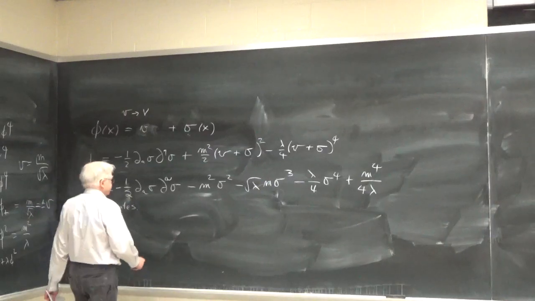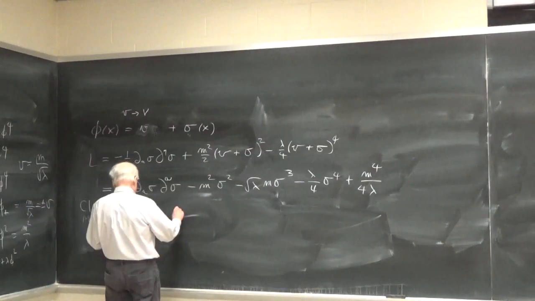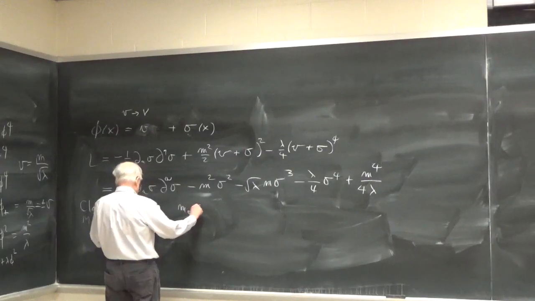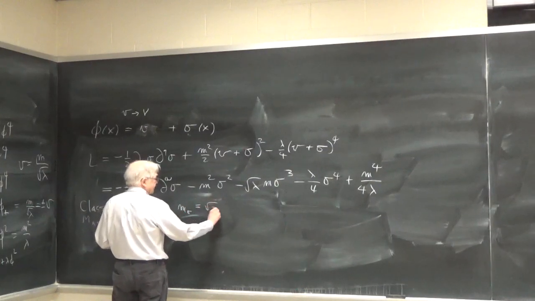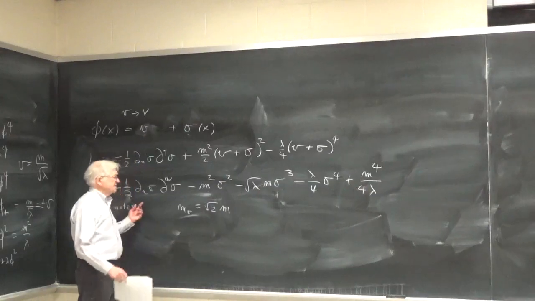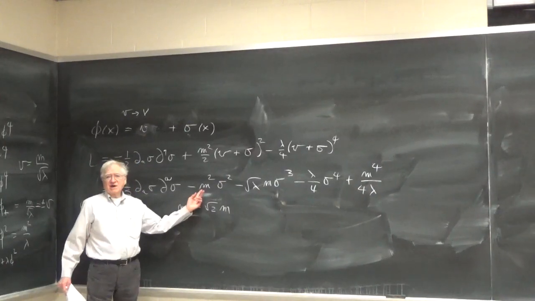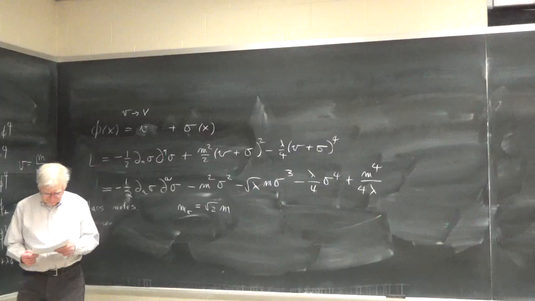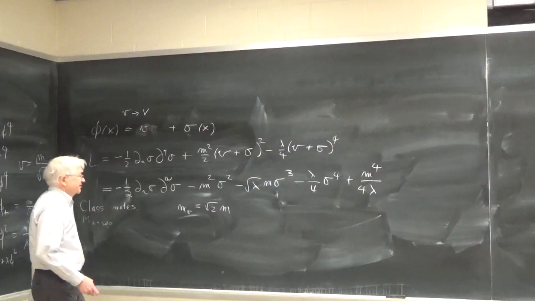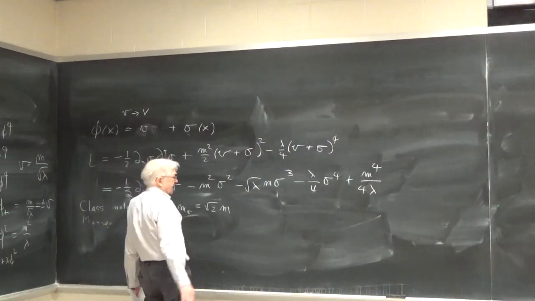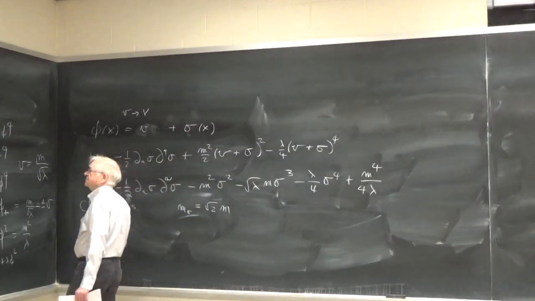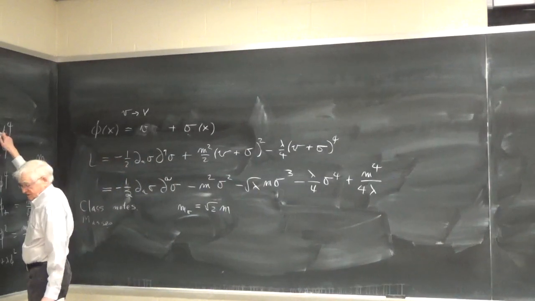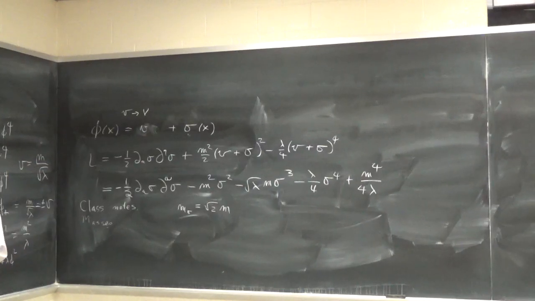So what is this? This is a particle of mass m sigma equal to square root of 2m. The square root of 2 is because the real mass term has a 1/2 in it. And if you take the limit lambda going to 0, then you get back to this theory again. Now, this is the simplest linear sigma model.